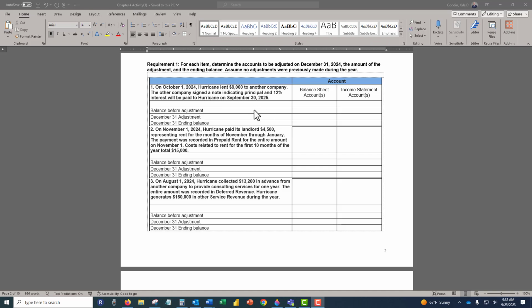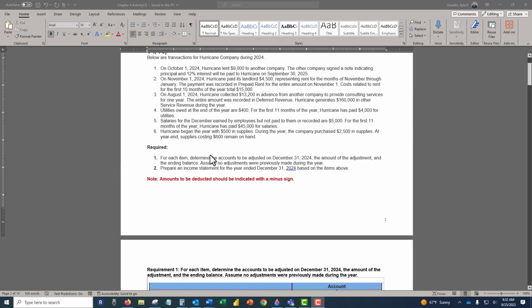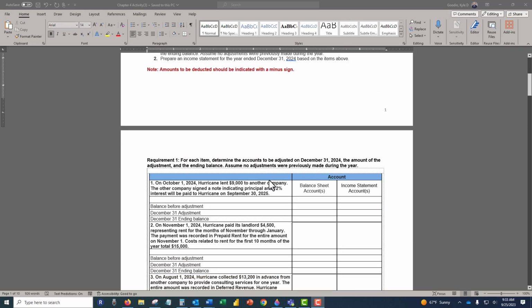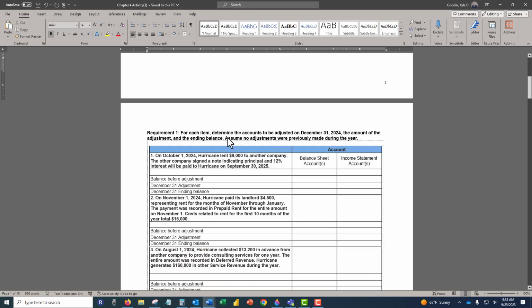If you were in the seated section, in the online section, you haven't seen this yet, but that's okay. We're going to work through it right now. So essentially we're going to take a look at these 6 different transactions. For each of them, we're going to record what accounts they use, what the adjustment should have been, as well as the ending balance. There is one really important piece of information: we have to assume that we didn't make any adjustments the rest of the year.